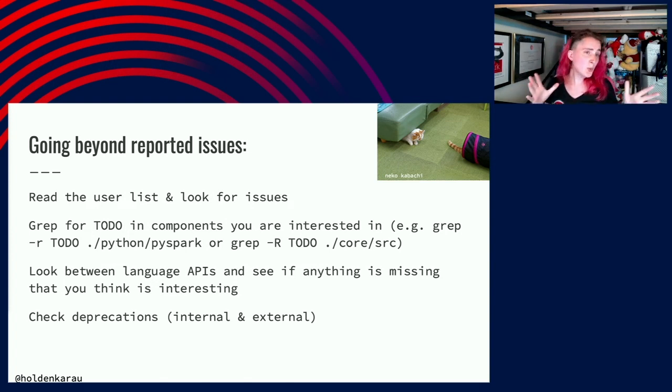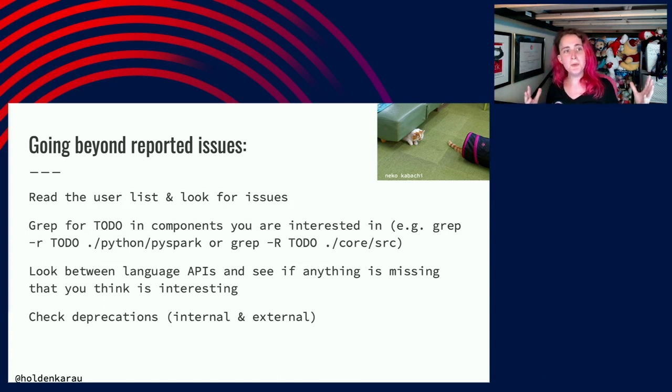So that's cool and all, but the reported issues aren't the definitive source of truth for all of the work that needs to be done in Spark. One of the great things that you can do, especially if you're helping out on the user list, answering questions, is look for things which might be issues that haven't been reported yet in JIRA.